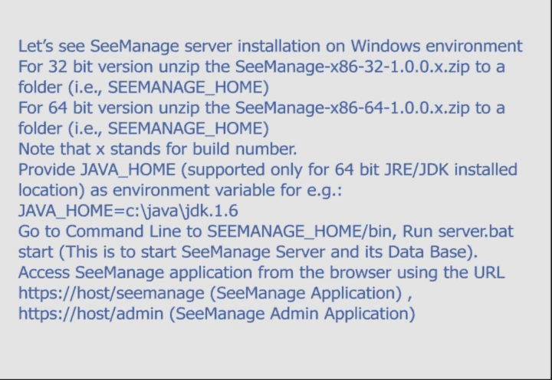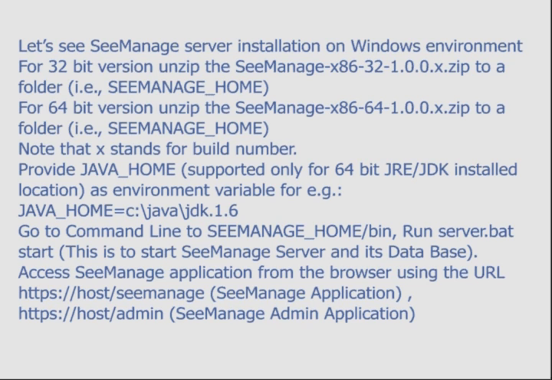For the 32-bit version, unzip the SeeManage x86 32.1.0.0.x.zip to a folder that is SeeManage Home. For the 64-bit version, unzip the SeeManage x86 64.1.0.0.x.zip to a folder that is SeeManage Home. Note that the X in the file name stands for the build number.